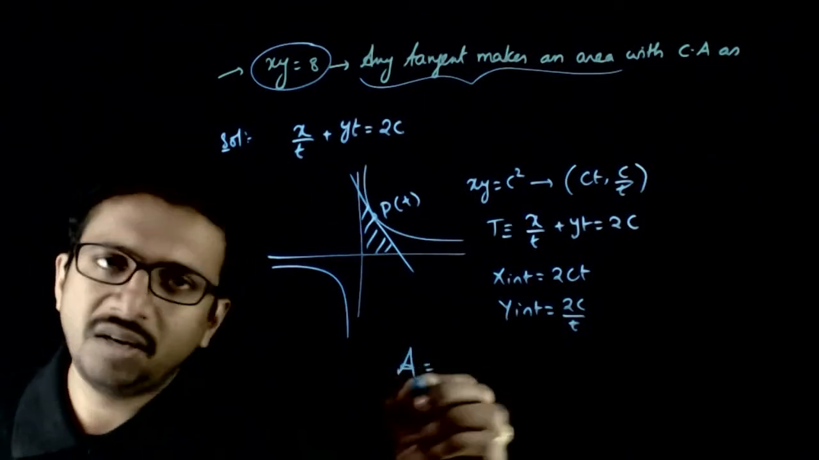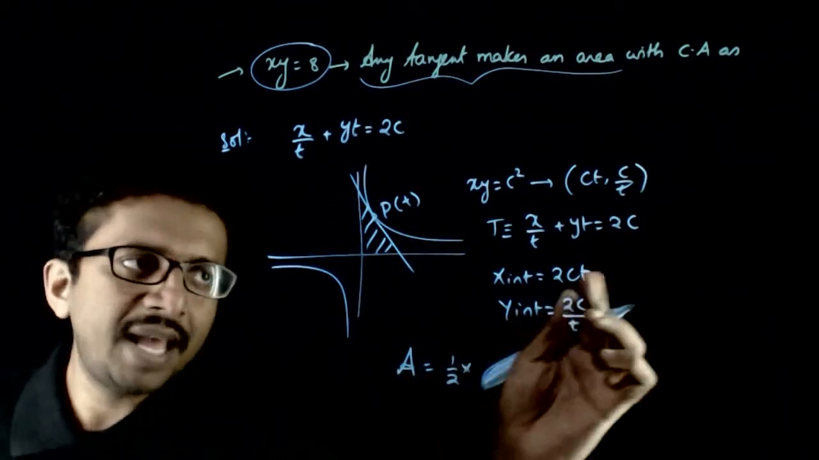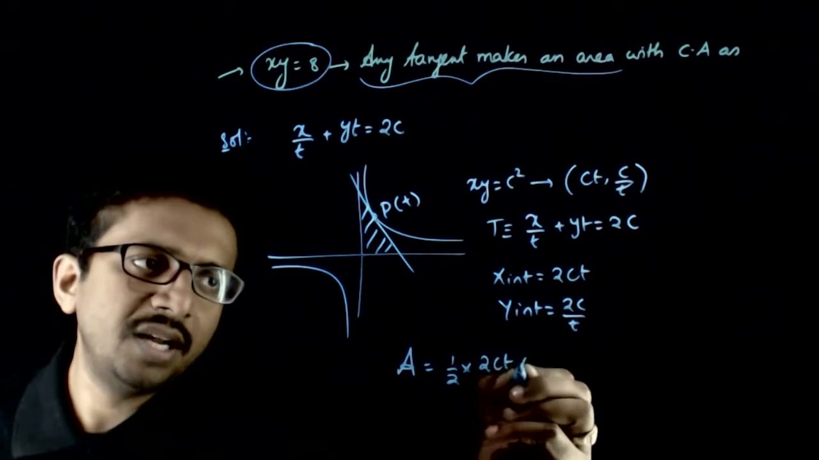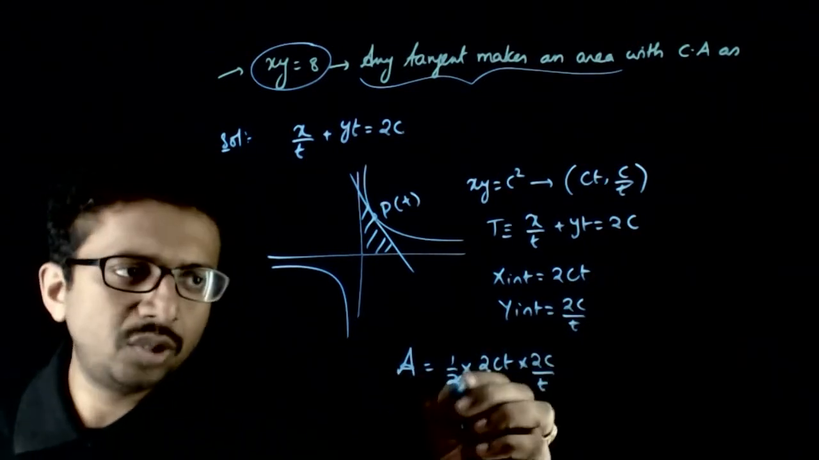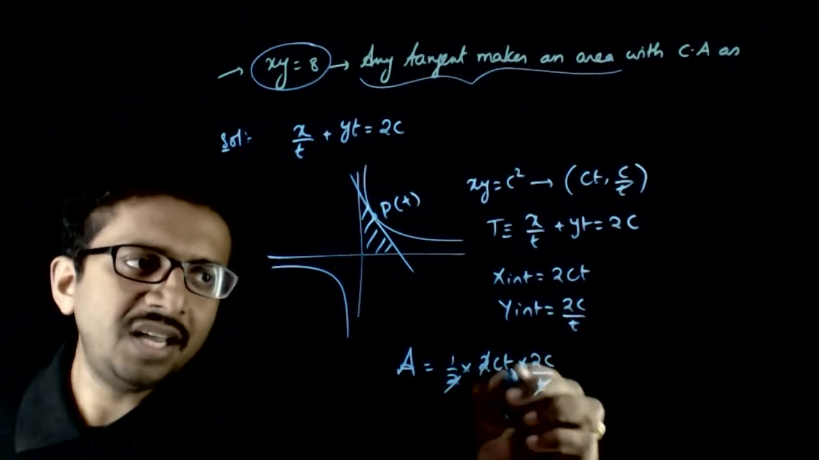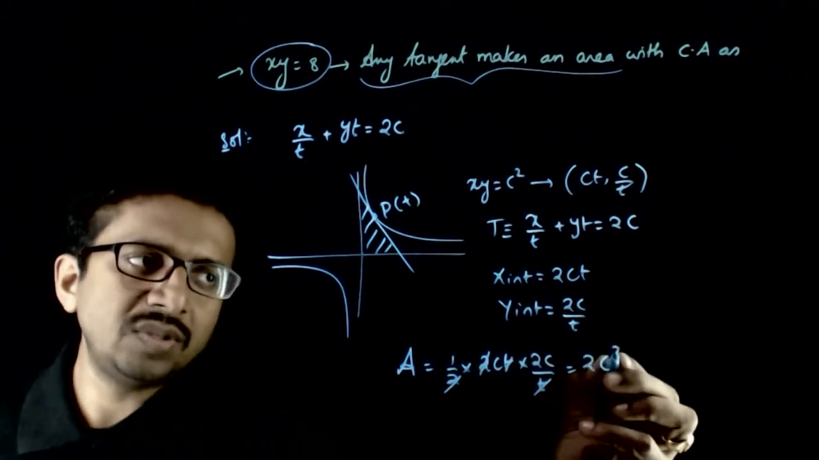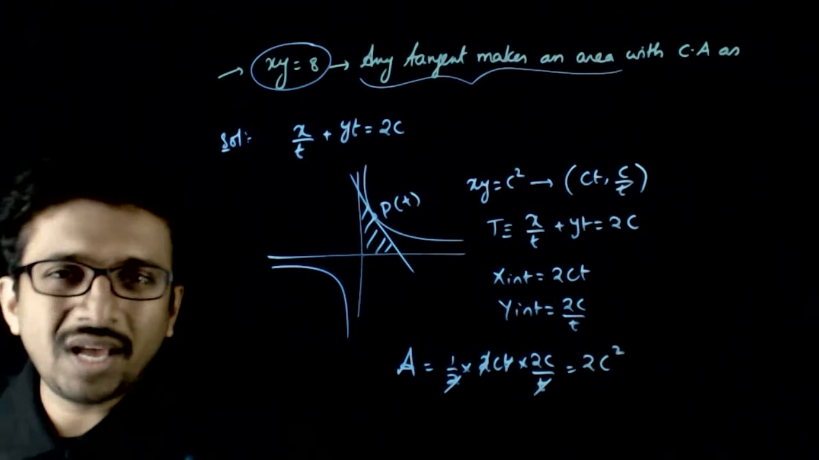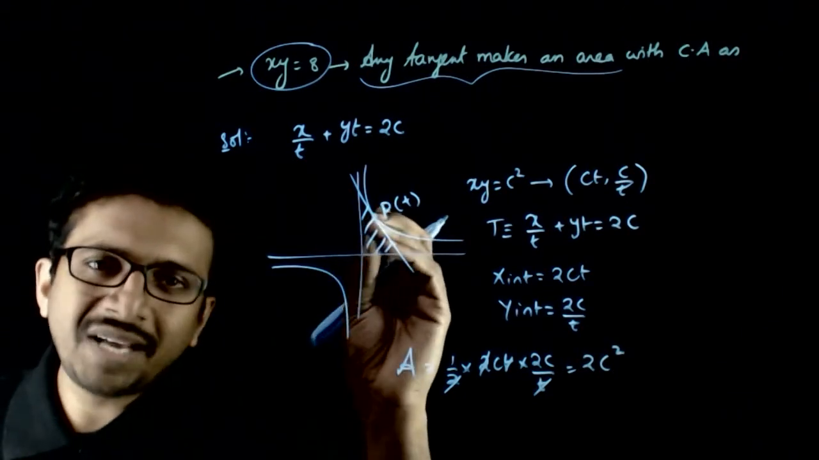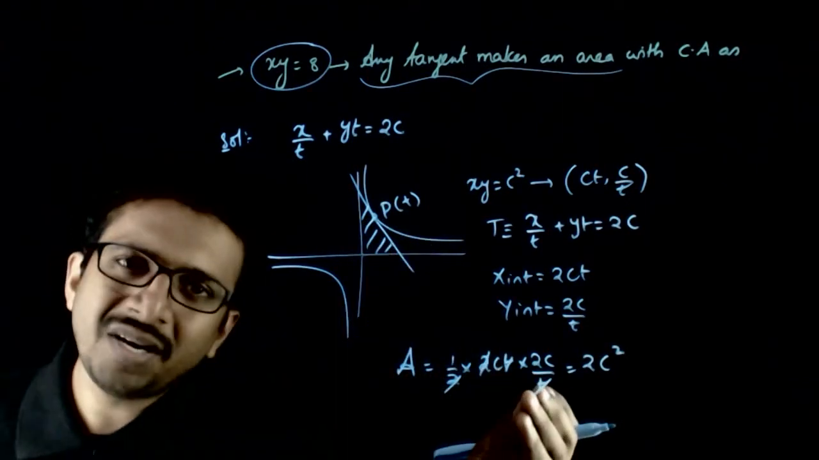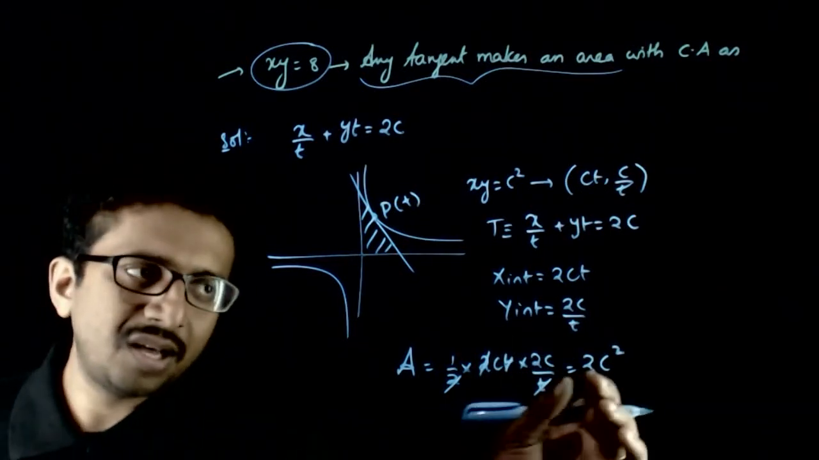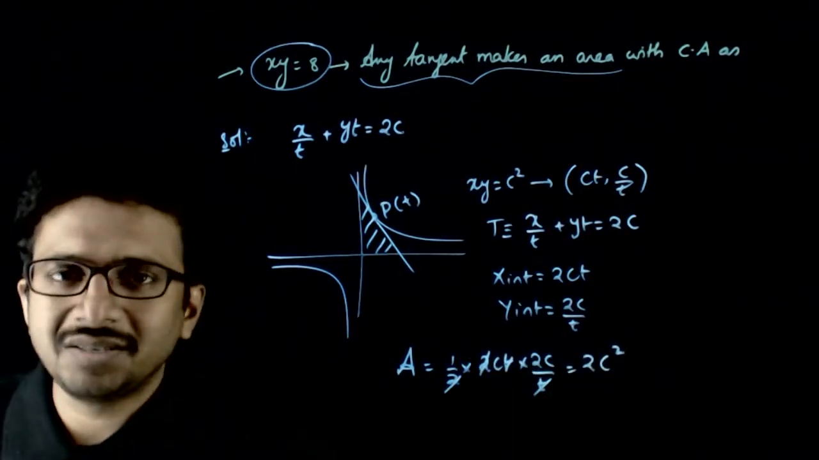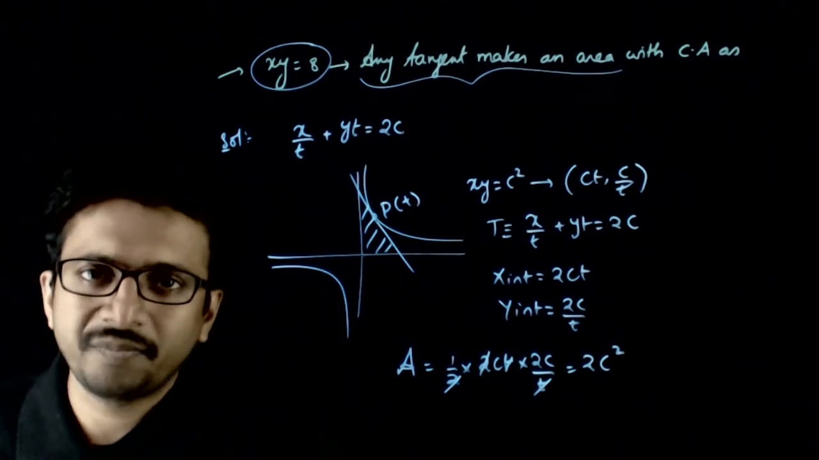So the area of this triangle is equal to half times x intercept 2ct into y intercept 2c by t. 2 and 2 get cancelled, t and t get cancelled, so that is equal to 2c square. So the area of the triangle formed by the tangent at any point is independent of t because t got cancelled. The area will always be a constant equal to 2c square.